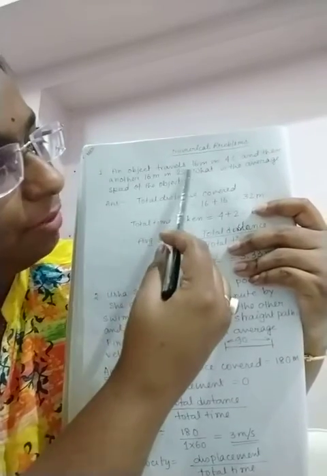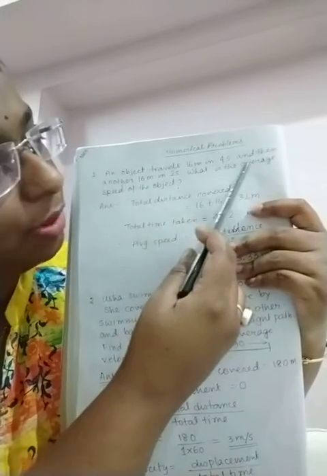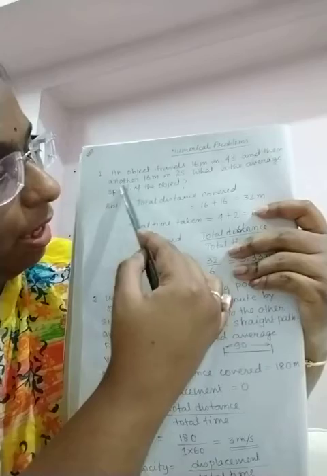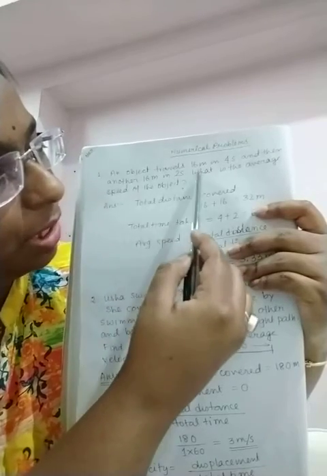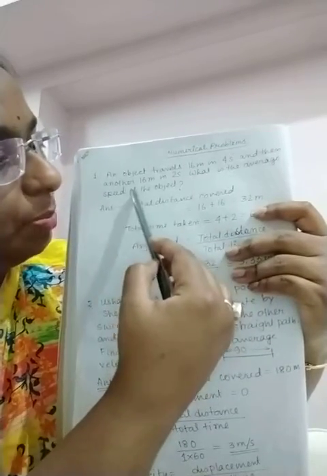An object travels 16 meter in 4 seconds and then another 16 meter in 2 seconds. What is the average speed of the object? Now here the question is, in the first 4 seconds the object travels 16 meter, and in the next 2 seconds also it is traveling 16 meter. So what is the average speed of the object?